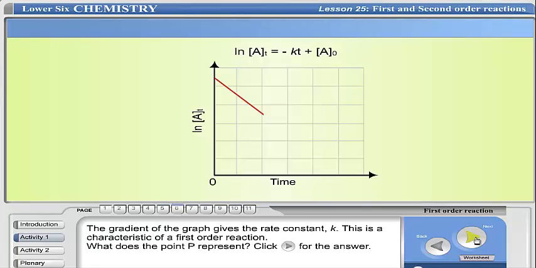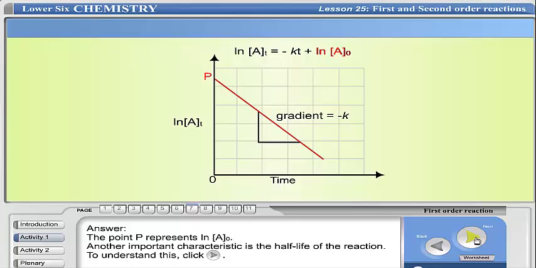The gradient of the graph gives the rate constant k. This is a characteristic of a first-order reaction. What does the point P represent? Click Next for the answer. Answer: the point P represents ln [A]0.